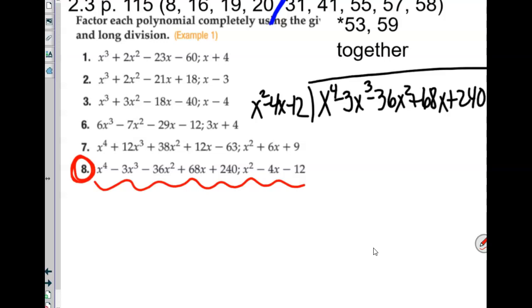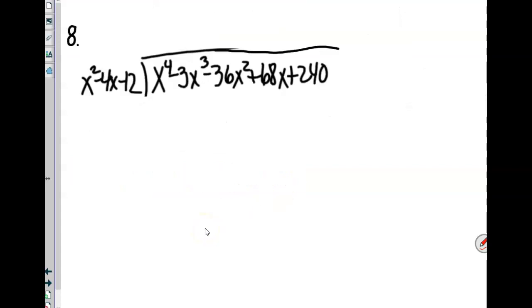It's to factor polynomials. The directions up here for number 8, which was an assigned homework problem, were to factor each polynomial completely using the given divisor and long division. Okay, so this is the horrible, nasty problem that was number 8. I have written it here. If you have not started the homework, take a second to copy that down and attempt to do the long division, please.